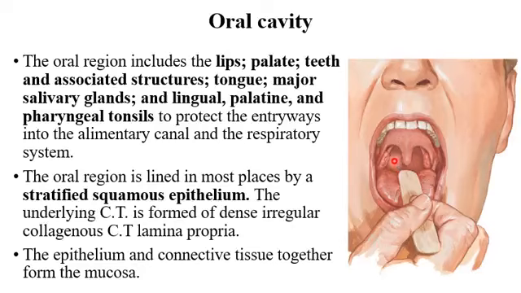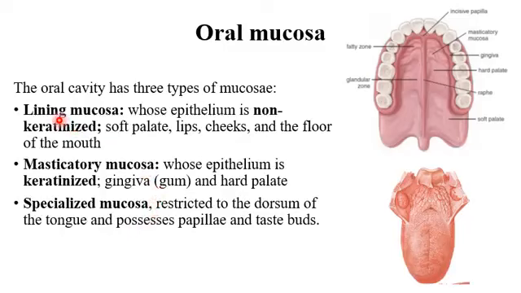The oral cavity is lined by the oral mucosa. This mucosa is formed of epithelium and underlying connective tissue, which is a dense, irregular, collagenous connective tissue. In most parts, the epithelium is stratified squamous epithelium. The oral mucosa has three types.